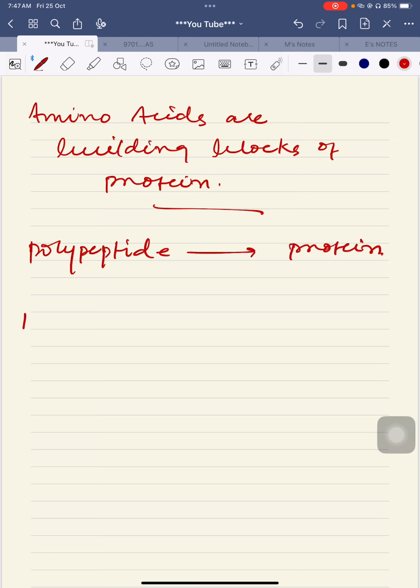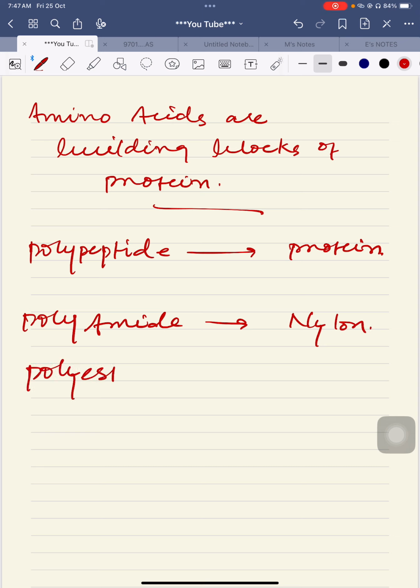And then if the examiner is talking about a polyamide, then you should have an idea that the examiner is talking about a nylon. And one more thing: if the examiner is asking about polyester, then you should know that the examiner is talking about terylene. Okay, now there is one more thing: in the case of a protein, what is the name of the linkage? It is called a peptide linkage.